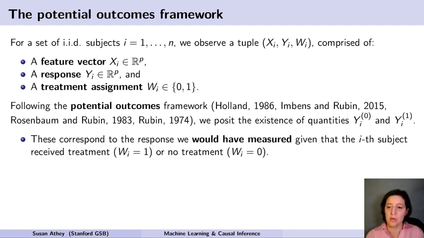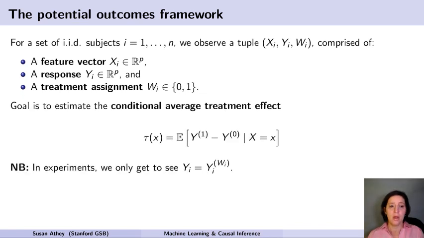Those sometimes are represented with subscripts or sometimes not. What we're going to interpret those as is the response we would have measured given that the ith subject received a treatment or no treatment. So for each person, they have an outcome that would have occurred if they were treated and an outcome that would have occurred if they were a control unit. So our goal here is to estimate the conditional average treatment effect. That's the expected value of a treatment effect conditional on a particular realization of the covariate.